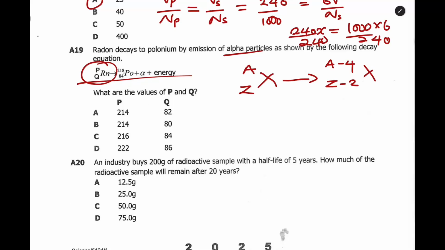So in other words, this that you have, 218, it reduced by 4. So we are looking at 218. Now going back, we add the 4. So 4 plus 218, that is 222. Then 84 plus 2, that is 86. So the answer is D.